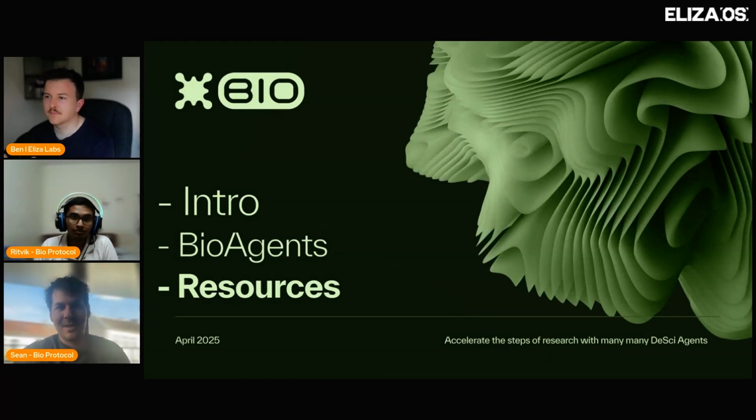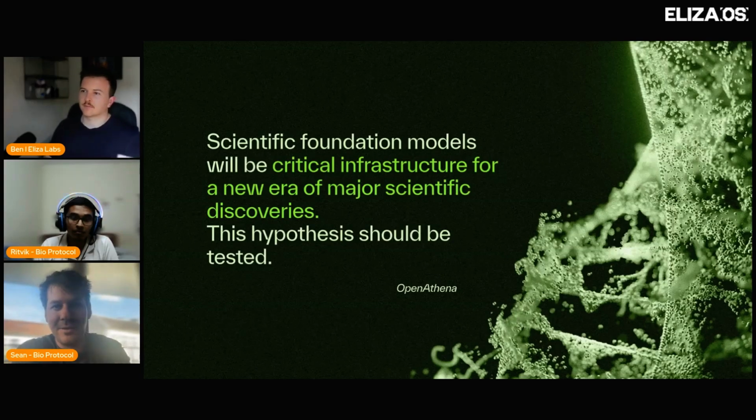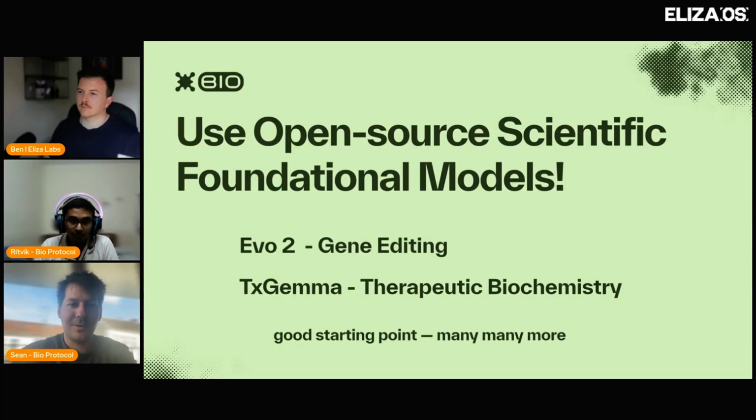And lastly, I want to share something cool, which is that there's a new thing called scientific foundation models. Usually when agents run, you give them access to, say, GPT-4o, maybe o1, maybe Claude Sonnet. These models are general purpose foundation models, but there's now something called scientific foundation models, which are starting to come out. Two examples here: one is called Evo 2, by the Arc Institute, which is around gene editing. And there's another by Google called TxGemma, which is around therapeutic biochemistry, basically drug discovery.